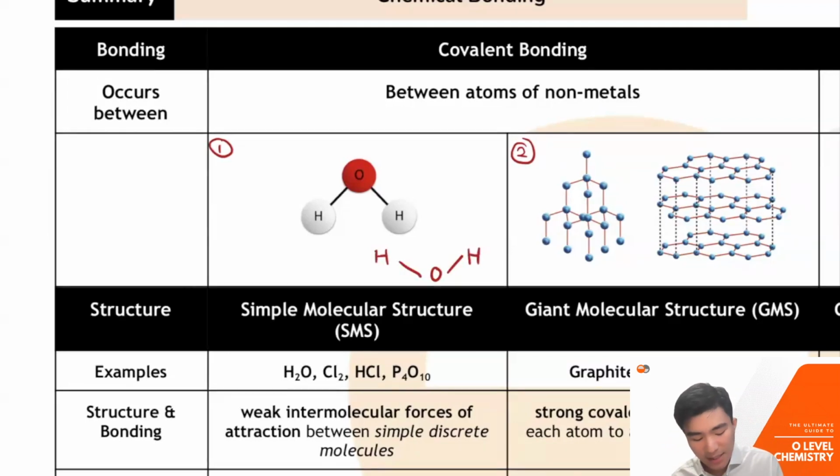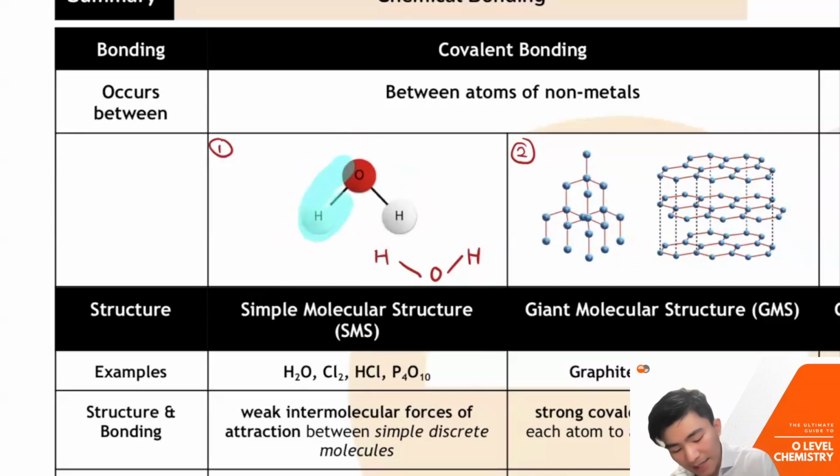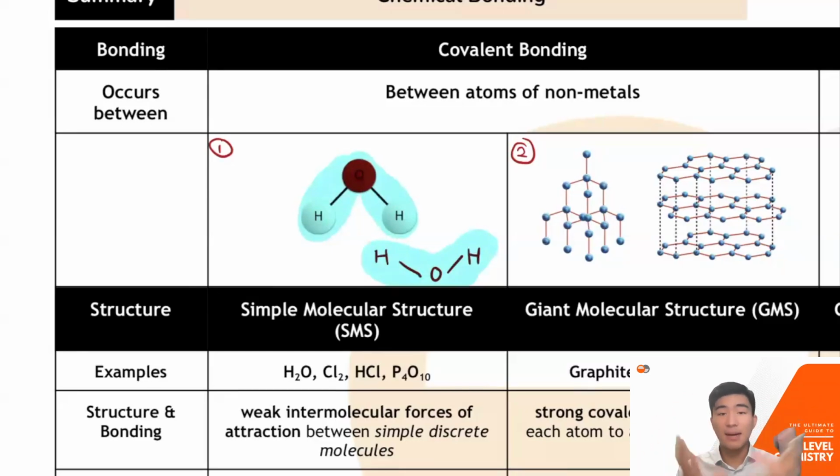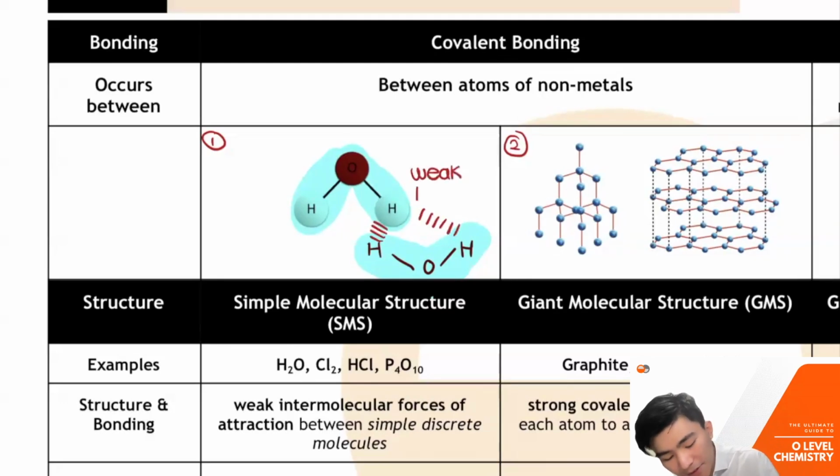The structure is that it has simple discrete molecules. It means it has it like that. This is one molecule of water. This is another molecule of water. You need to understand that they are separate molecules that come together. They do not bond together. Now, the bonding is as such. It is because of the fact that these two molecules exist close together, they will have this form of attraction, and this form of attraction is known as a weak intermolecular force.